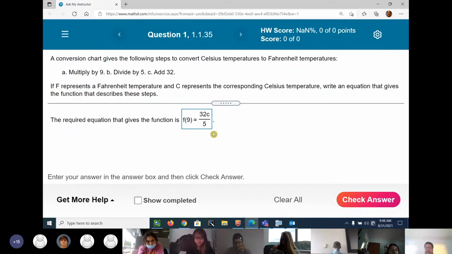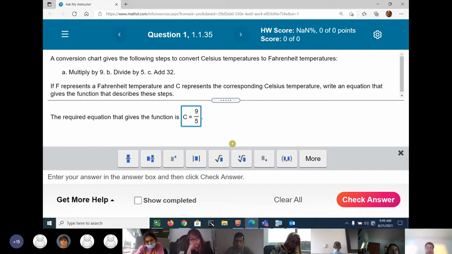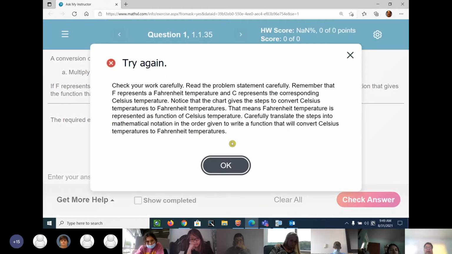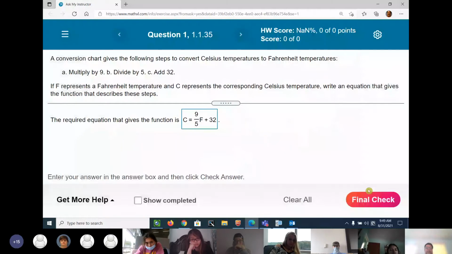So we're going to put in C is equal to, actually it's big C. Some of my science geek coming out there. And 9 divided by 5, F plus 32. That should be it. I don't care what you say, Bubba. That's it.